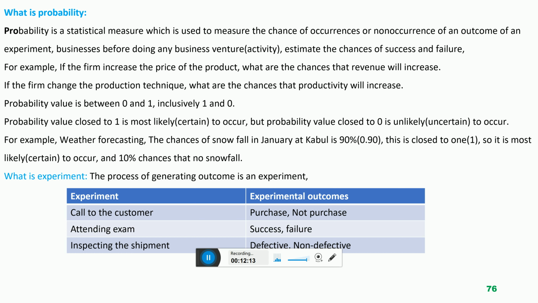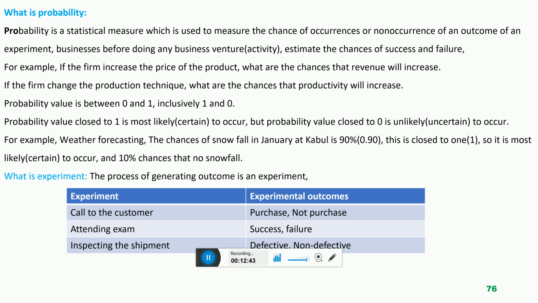One is this, that the customer will accept the offer, meaning the customer purchases the product. This is one outcome of the experiment, which is a call to the customer. What is the experiment? Call to the customer. Why is the sales manager calling the customer? To sell the product.